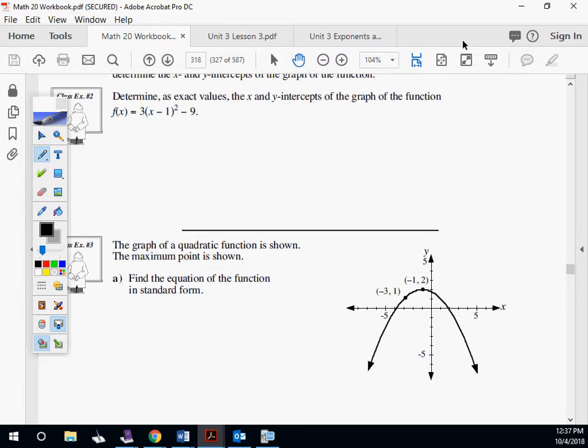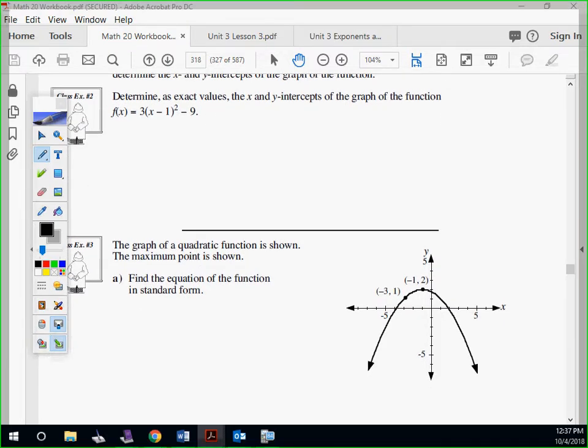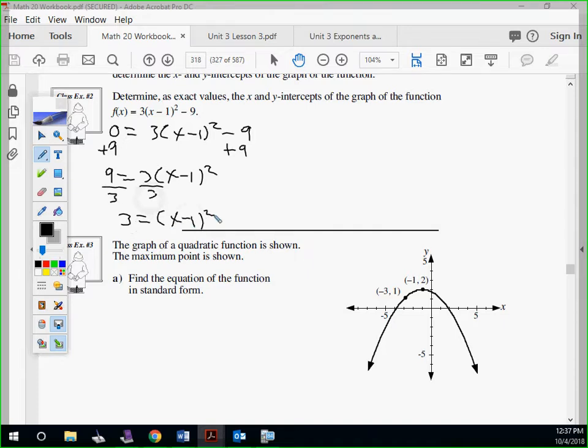So we still know, if we just concentrate on x, if you're finding an x-intercept, you know that the y is 0. So we still do this. We still say y equals this, and we're going to solve for x to get our x-intercepts. So I'm going to add the 9. Divide the 3. Okay, everybody with me? Yeah, 9 over 3. I divided the 3, yep.